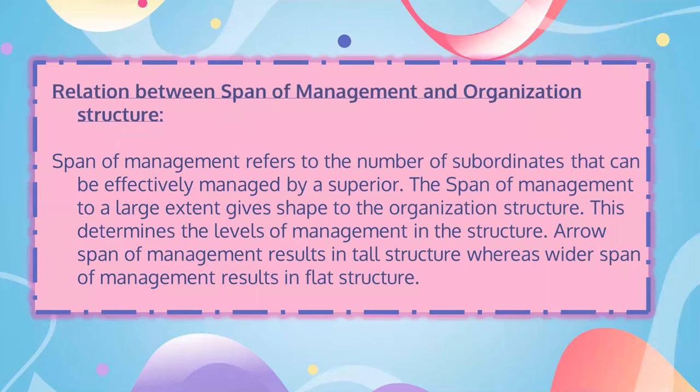Now, there are two terms that are important in this chapter. One is span of management and the other is organization structure. So when we say span of management, that is the number of subordinates that can be effectively managed by a superior. So there is a superior, that is a manager, and under him he can manage 5 people, 10 people, 20 people. So that is the span of management. The span of management to a large extent gives shape to the organization structure, and this determines the levels of management in the structure, right?